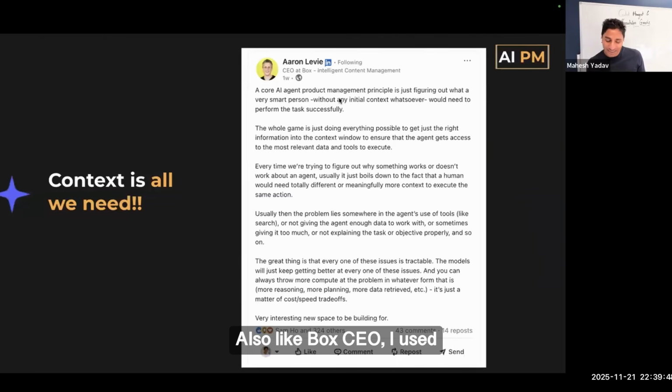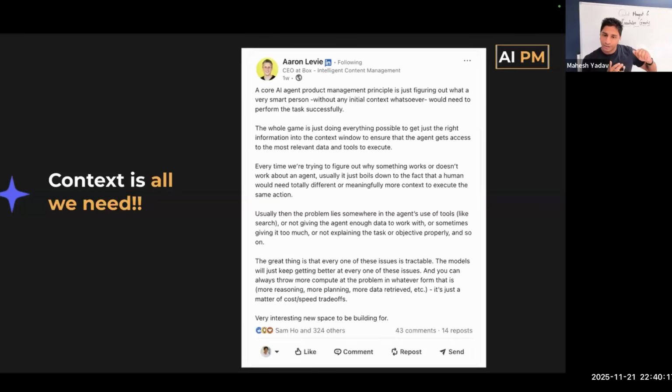Also, like Box CEO, I used this before in the context. I will use it again. And this is true all across. So if you are debugging AI agents, you will see that everything will fall back to that. If the AI agent failed in calling a good tool or in answering the question, then after debugging, you will figure out that the context was wrong. We provided wrong context. 90% of your problems are context problems with AI agents. So if you can solve context, you can build differentiated products.